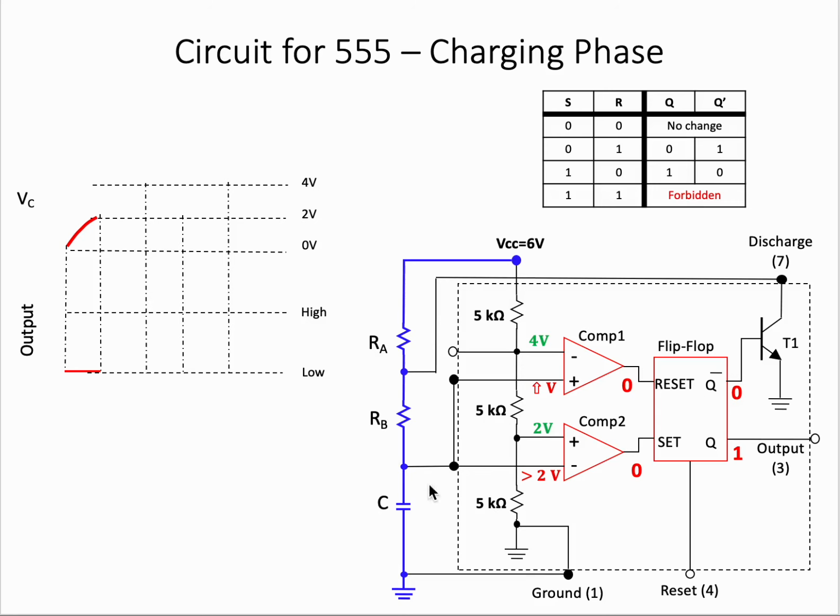The capacitor is still charging. When it reaches 2/3 of the VCC, which is 4 volts, comparator 1 is triggered and the reset goes to 1. Comparator 2 is still 0. This time the flip-flop is in the reset position, so it resets the output. Output goes to 0, but Q prime goes to 1, and this turns on the discharge transistor.